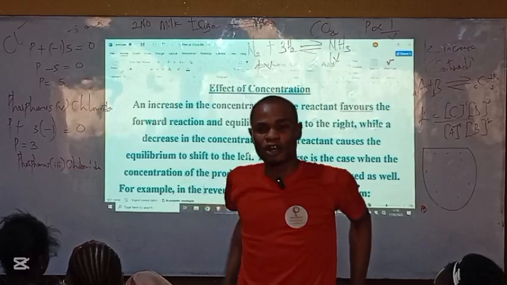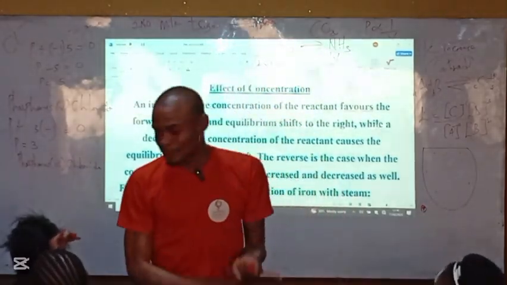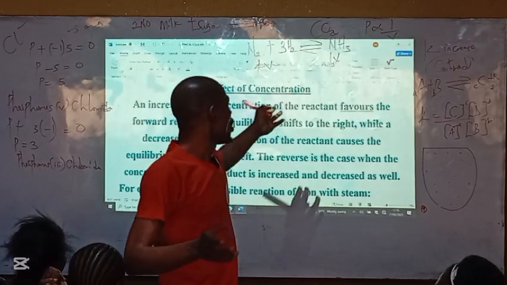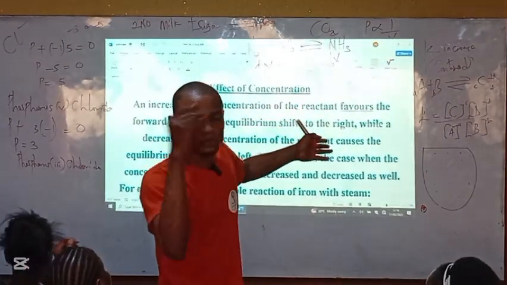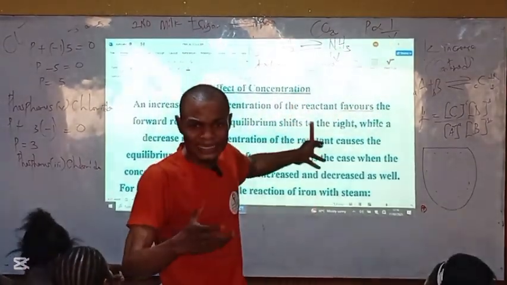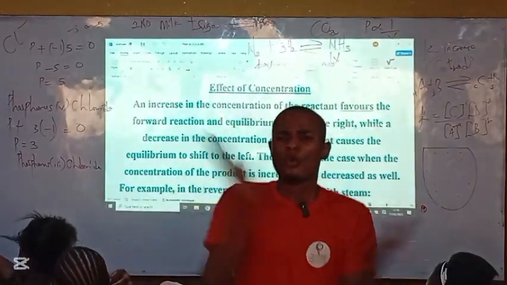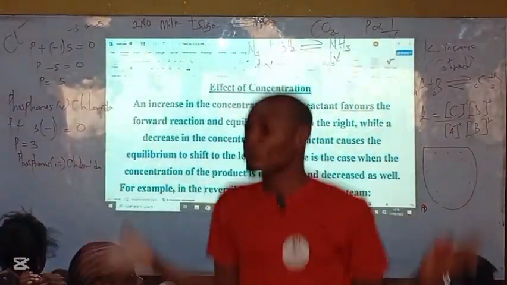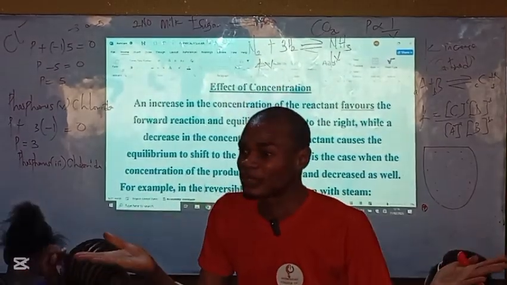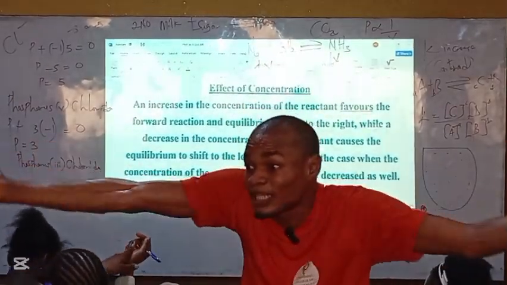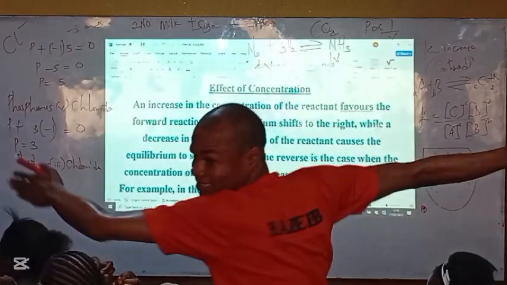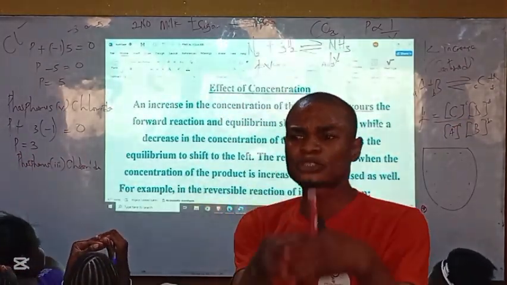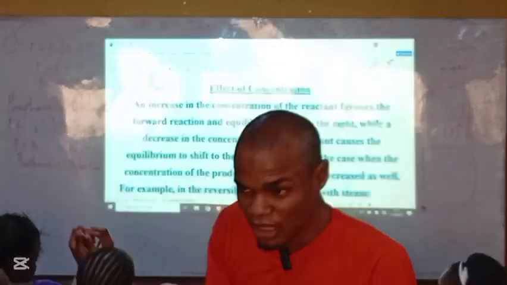Now, concentration is very simple also. We have the pressure, we have the temperature. When you increase the concentration of reactant, like when you add more reactant, what happens? More product will be formed. The product will follow the reaction, right? So it will shift to the right. The forward reaction will be favored. When you add more reactant, it means you have increased the concentration.